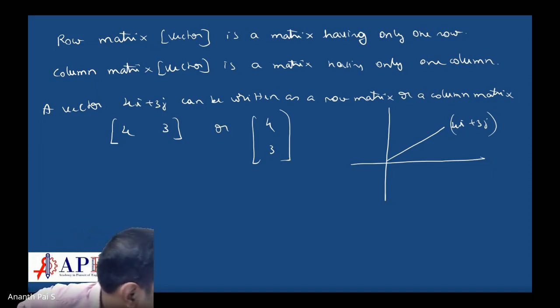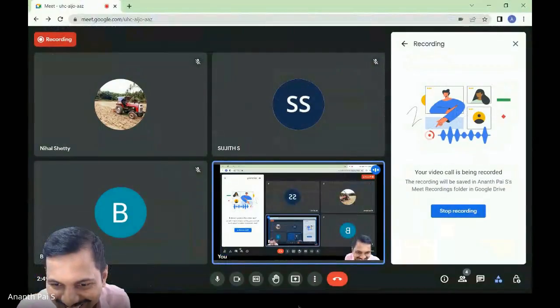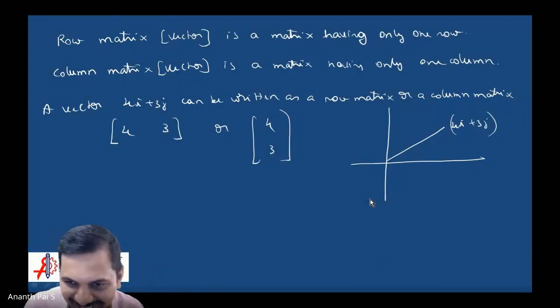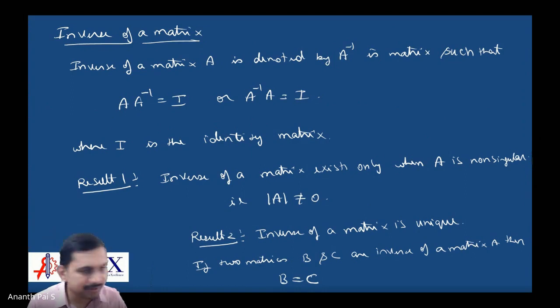Okay. So I hope you get that, students. So this is what is row matrix and column matrix. It's generally a vector. Next, inverse of a matrix. Now, inverse of a matrix is like this.